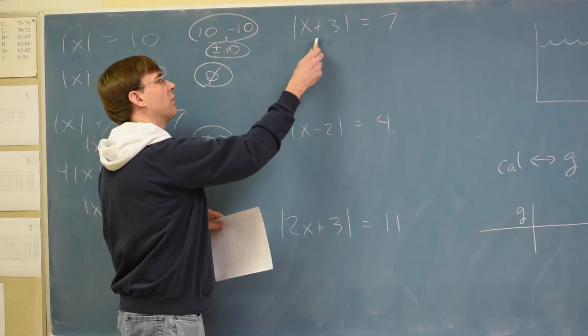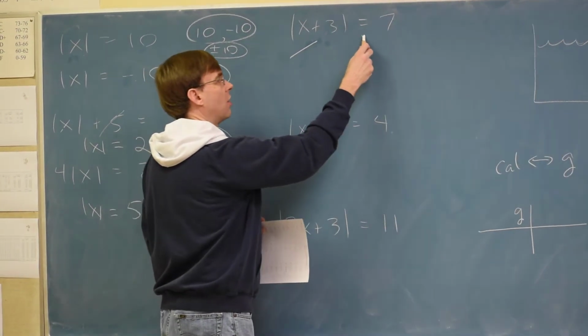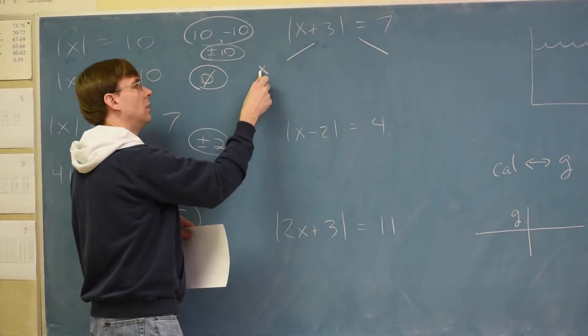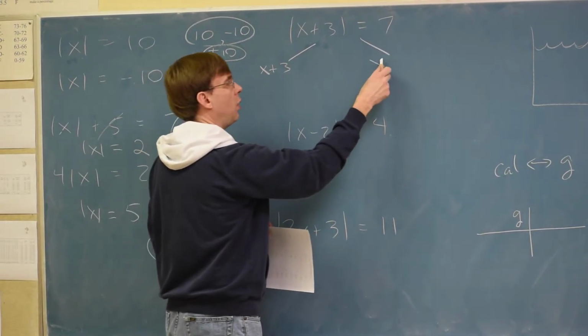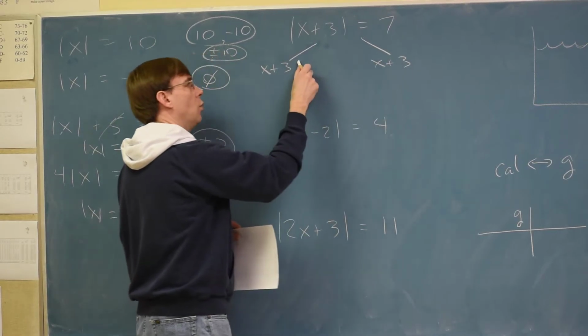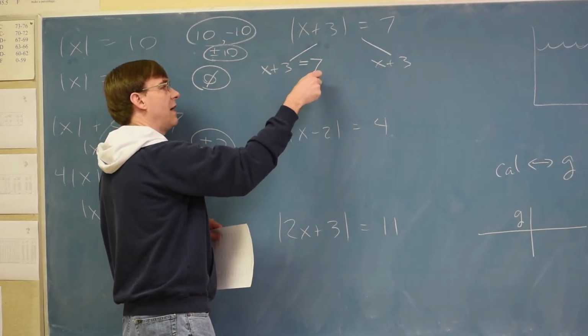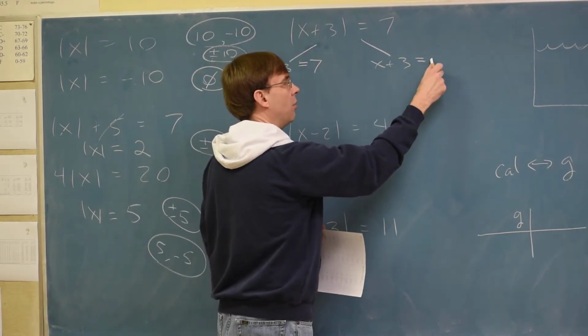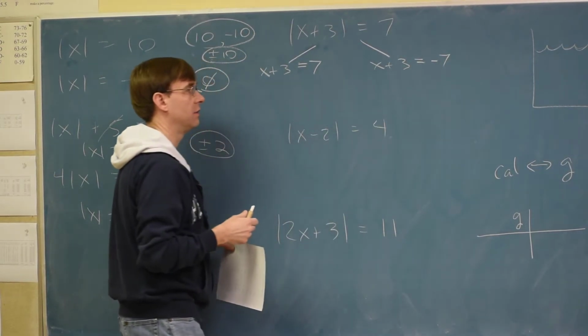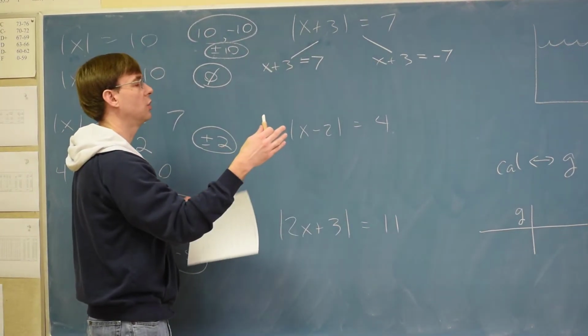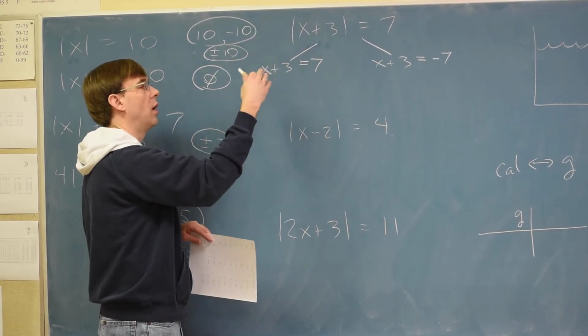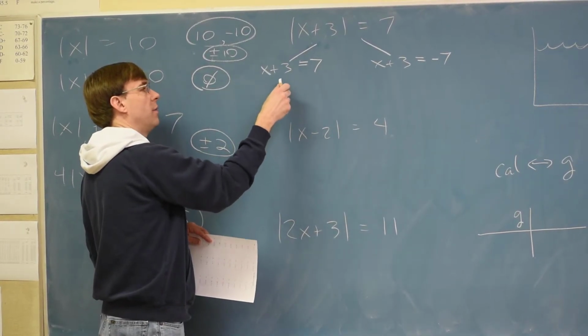What we're going to have to do for a problem like this is make ourselves two problems. Copy x plus 3 twice. In one of the problems, let it equal 7. In the other problem, let that equal negative 7. Turn one problem into 2. The bars go away when you take one problem into 2. And then solve them each.